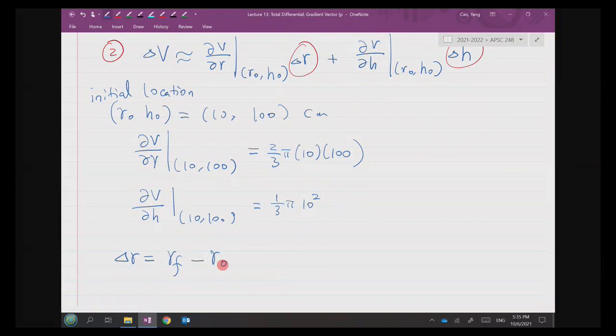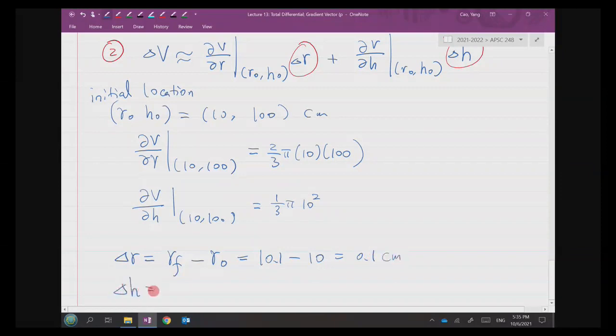So when you read the question, you have to clearly understand what is your initial value, what is the final value. Okay, do not reverse the order, right? Because if you reverse the order, then you get a completely wrong answer. So in this question here, the R changed from 10 to 10.1. So that's 10.1 minus 10. You got 0.1 centimeter.